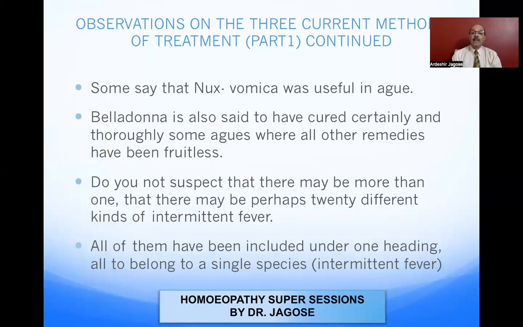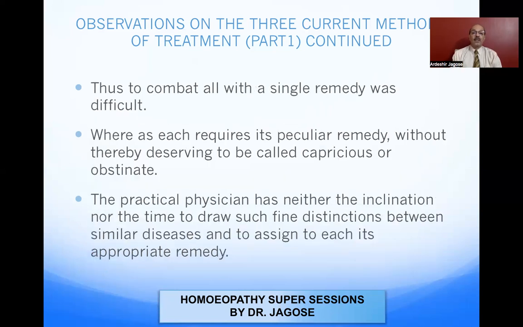Do you not suspect that there may be more than one, that there may be perhaps 20 different kinds of intermittent fever? All of them have been included under one heading, all belonging to a single species, that is the intermittent fever. So therefore, Hahnemann also says that all the different types of fevers have been put under one heading, that is the intermittent fever. Just to combat all with a single remedy was difficult. So therefore, since the number of diseases under one group was much more, it became difficult to combat it with only one single remedy.